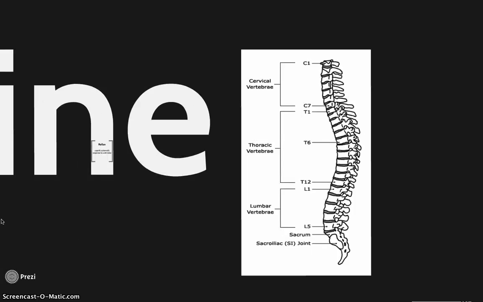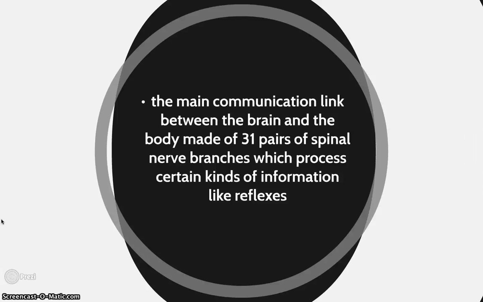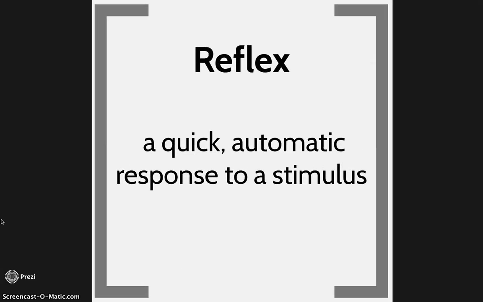Next is the spine. The spine is the main communication link between the brain and the body, made of 31 pairs of spinal nerve branches which process certain kinds of information like reflexes. A reflex is a quick automatic response to a stimulus.